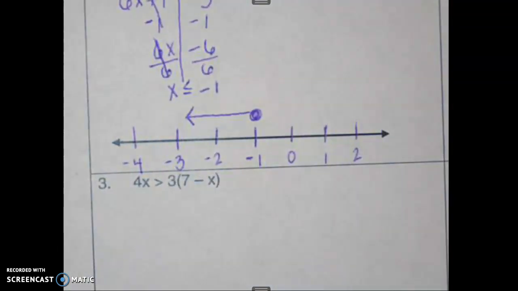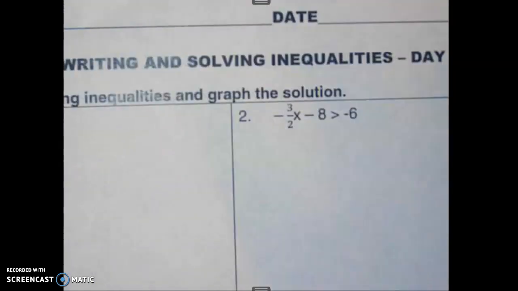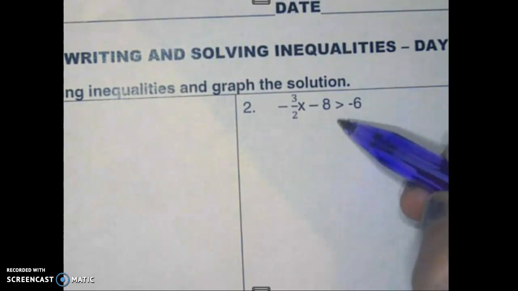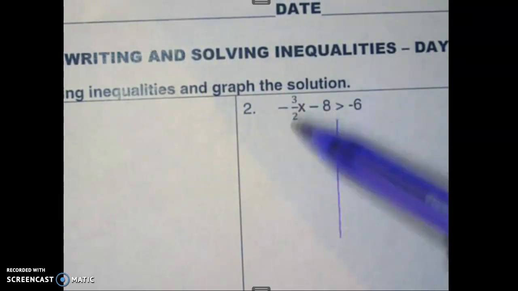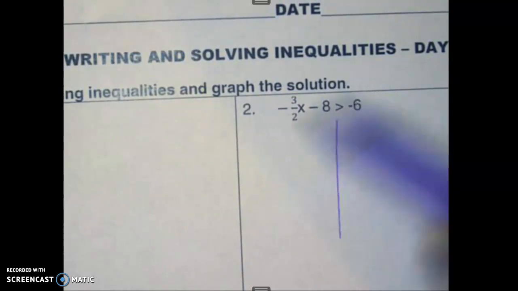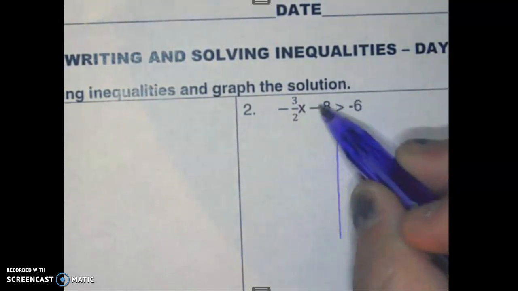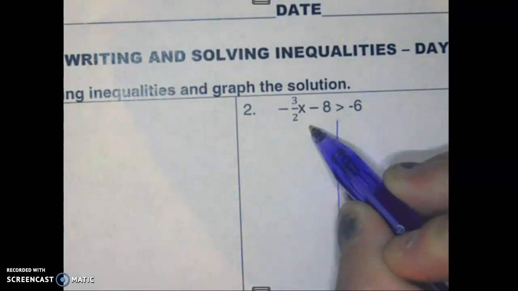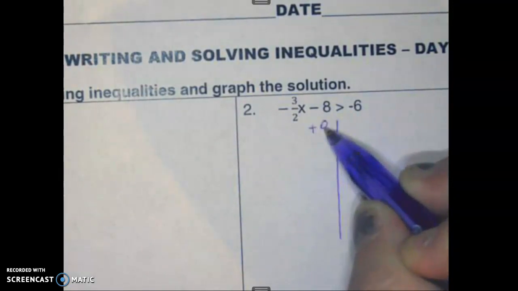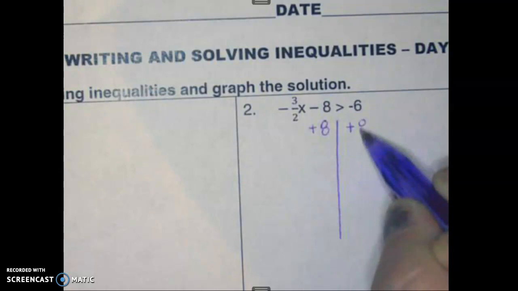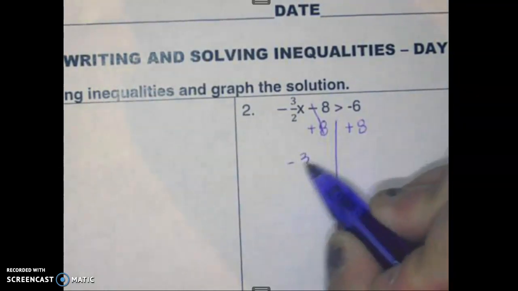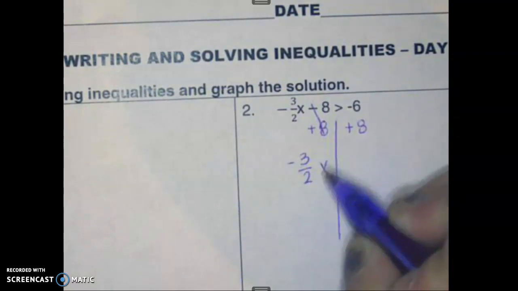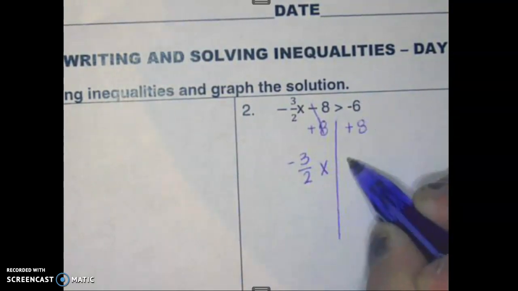Anybody lost or confused in number 1? All right, let's look at number 2. Draw our line. I don't have anything to combine. I don't have x's on both sides, so I'm just going to work like normal. So I'm going to start with my -8. I'm going to add 8 to both sides. -3/2 x. -6 plus 8 is 2.